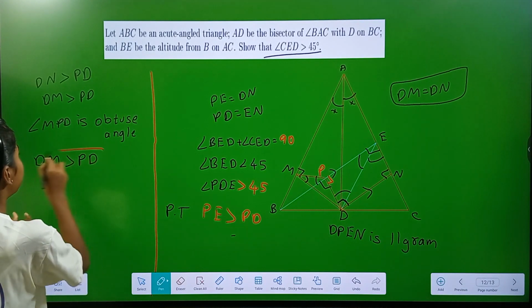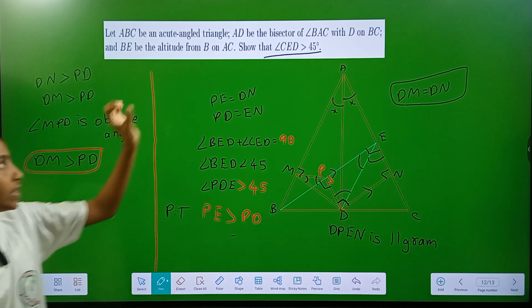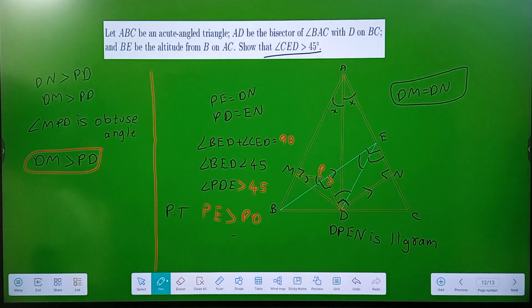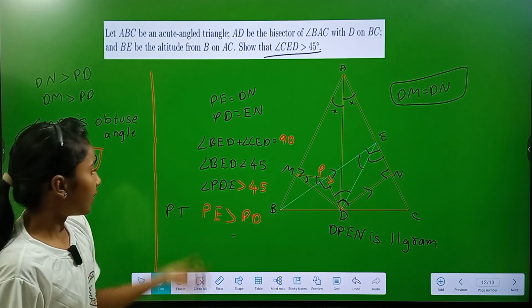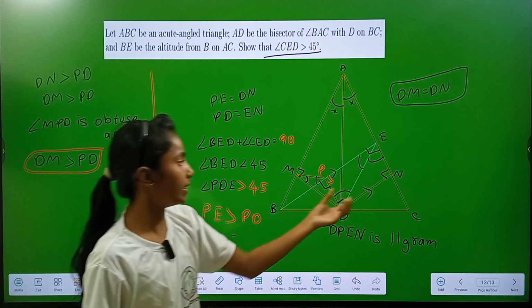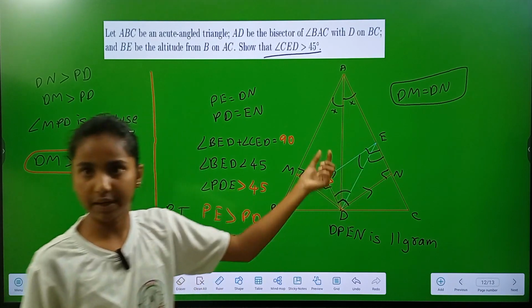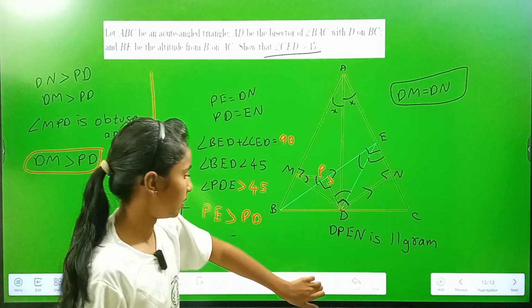And if we have proved that DM is greater than PD, we have proved that angle CED is greater than 45, because from this we can say that DN is greater than PD, and from that we can say PE is greater than PD, and from that we can say CED is greater than 45 degrees. Hence we prove that it is greater than 45 degrees. Okay?